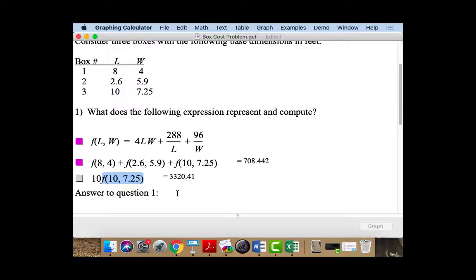But in any case, I just wanted to give you a little preview of a little bit more with function notation and a little more with GC, so you can see some of the things that you can do with it. We're going to use it for a lot of things.